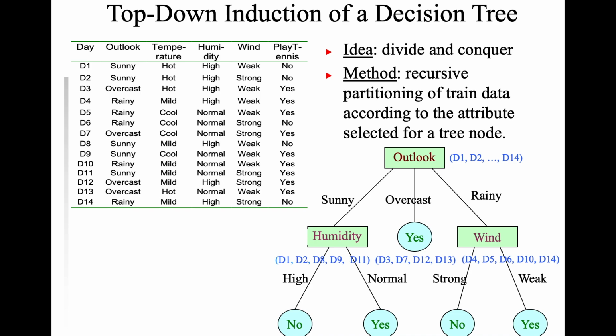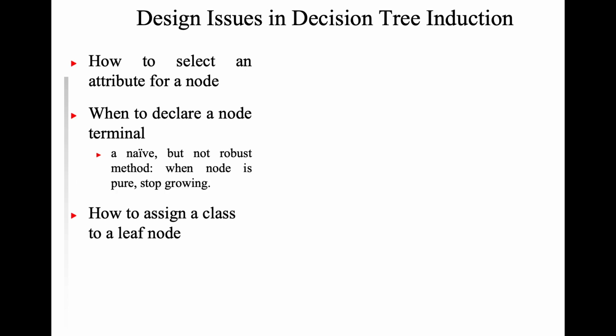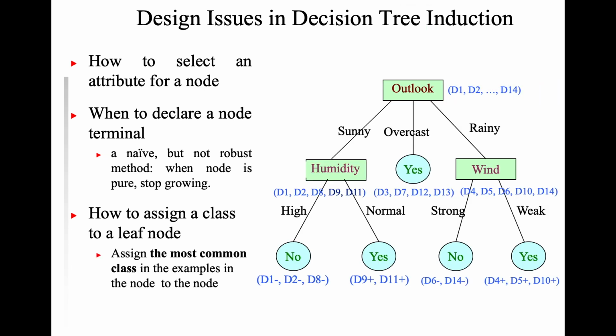Another issue is when we should terminate our branching. How far should we continue? So these are the main issues: how to select an attribute for a node, when to declare a node terminal, and how to assign a class to a leaf node. Assigning a class to a leaf node is based on majority voting. We look at the instances, and if most of them belong to, for example, class label yes, then we choose yes. So that's based on majority voting.